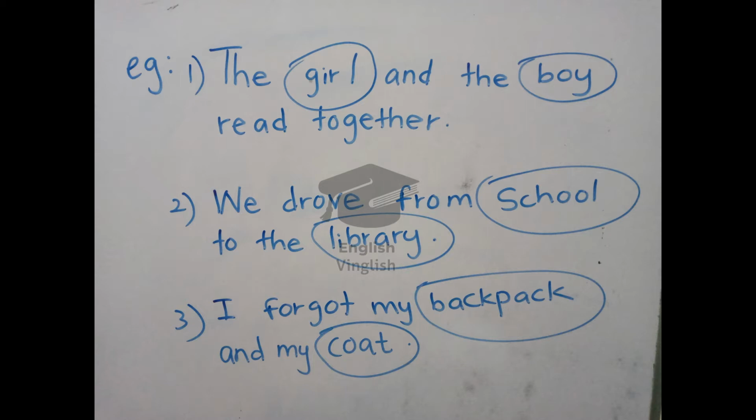In the second one, we drove from school to the library. School and library are the nouns. Third one, I forgot my backpack and my coat. Backpack and coat are circled. So, in the first one, girl and boy are words that refer to persons. School and library are words that refer to a place. Backpack and coat are words that refer to a thing.